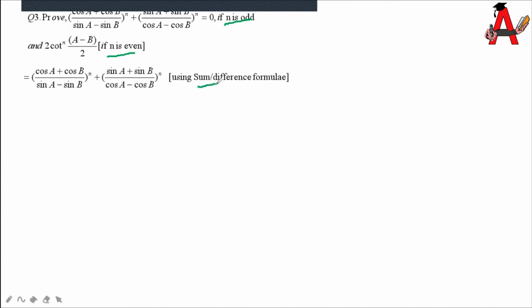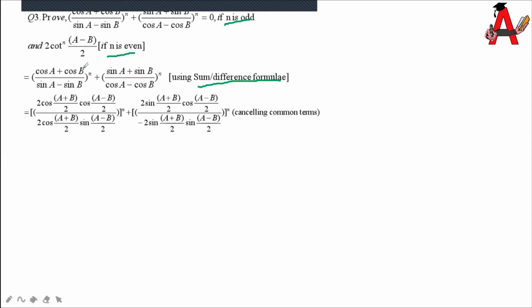We will use all the sum and difference formulae which you studied in trigonometry, which means cos A plus cos B, sin A plus sin B, sin A minus sin B, and cos A minus cos B. So let's recollect all the formulae. For cos plus cos, it was 2 cos (A plus B) by 2 cos (A minus B) by 2. For sin A minus sin B, it was 2 cos (A plus B) by 2 sin (A minus B) by 2. When it was sin A plus sin B, it was 2 sin (A plus B) upon 2 cos (A minus B) upon 2. And for cos A minus cos B, it was minus 2 sin (A plus B) upon 2 sin (A minus B) upon 2.